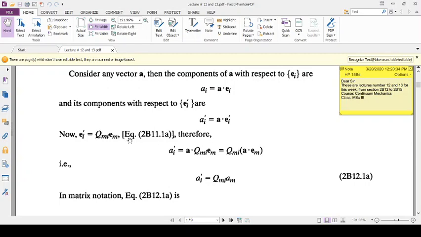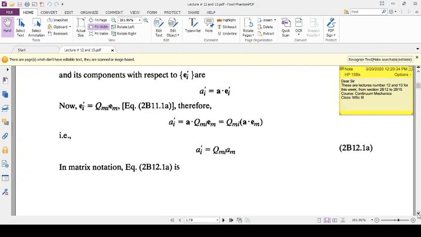So using this in above equation, we can write ai dash equals a dot qmi em equals, since qmi is a scalar, so we can take it out, so we can write qmi a dot em. So simply we know that a dot em is simply am. So we have equation 2b12.1a.